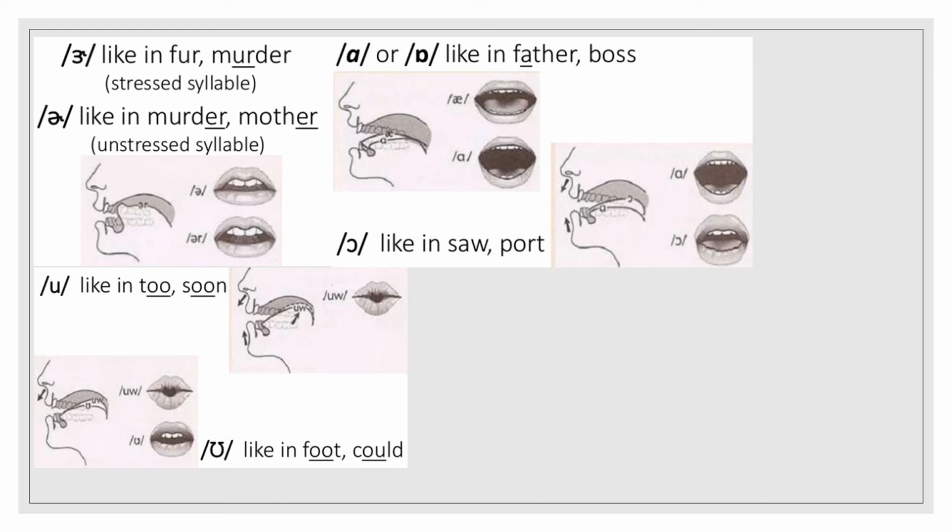Okay, the next, these symbols you may pronounce like in father, bus, while the next symbol is long A, like saw, part.